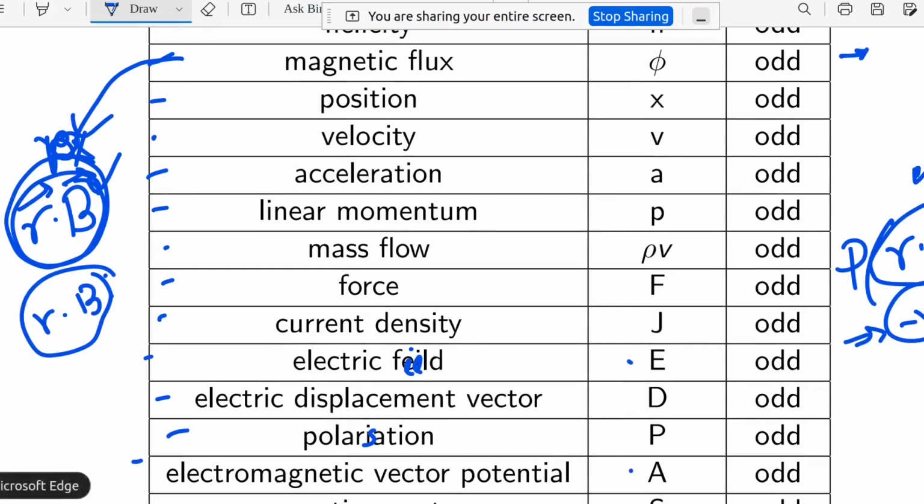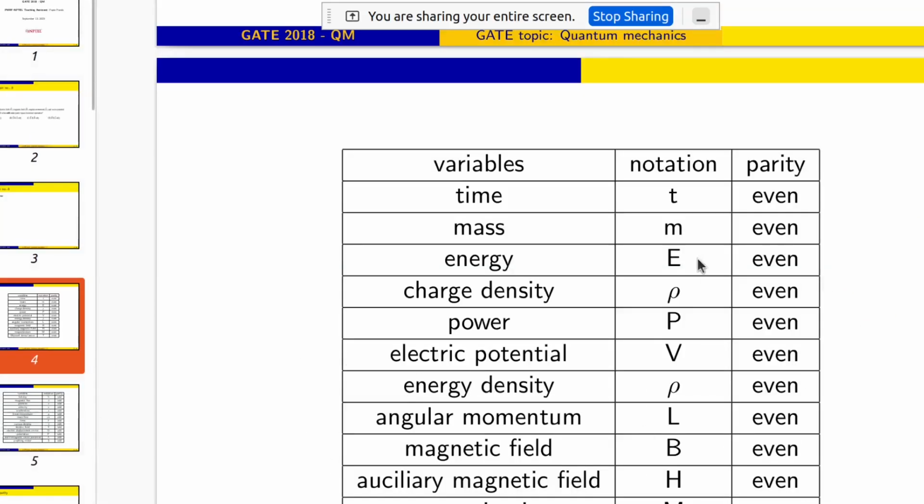And these things are even under parity. Yes, this one. You can see that time, mass, energy, charge density, power, electric potential, energy density, angular momentum, magnetic field, auxiliary magnetic field, magnetization, Maxwell's stress tensor, these things are odd and even under parity. And here you can see that the magnetic field is also there, as well as the angular momentum. Angular momentum, what I told, it is the axial vector. In axial vector we can have the even parity under the operation of parity. I mean, it is even under parity. So this is the case.